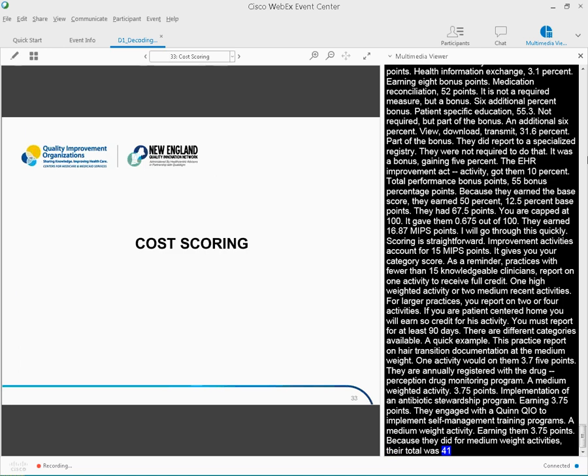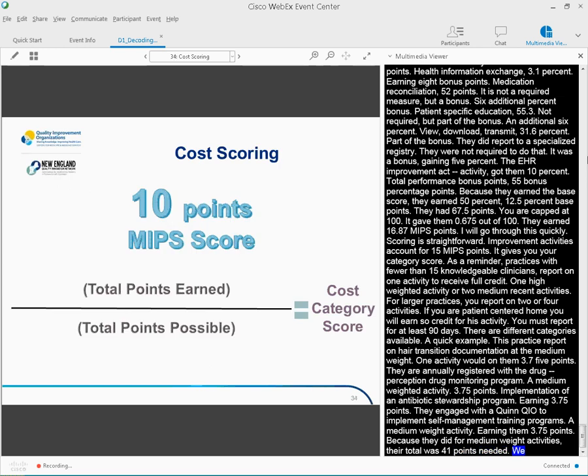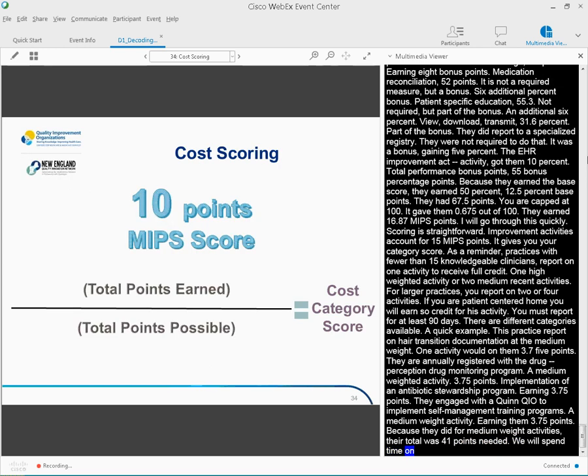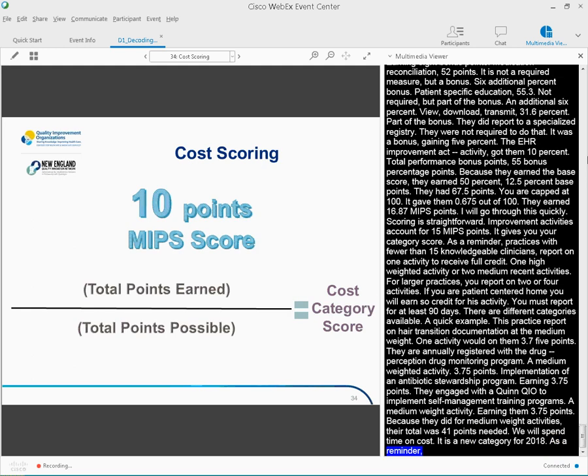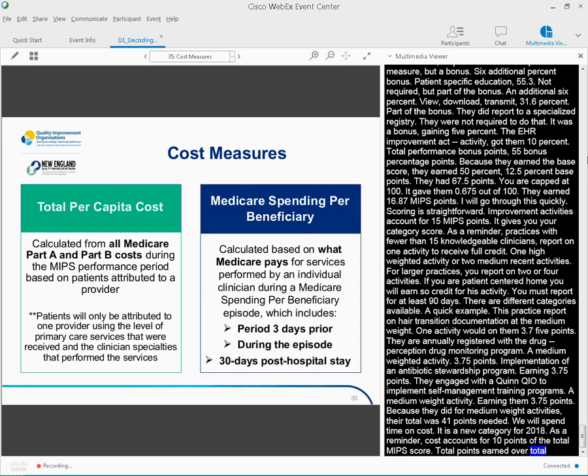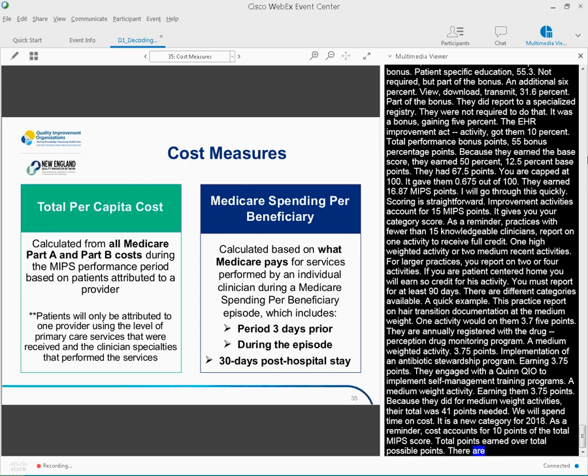Cost. Now, we'll spend a little time on cost, because cost is the new category for 2018. As a reminder, cost accounts for 10% or 10 points of your total MIPS score, with total points earned over total possible points giving you your cost category score. So there are two cost measures. The first is total per capita cost.